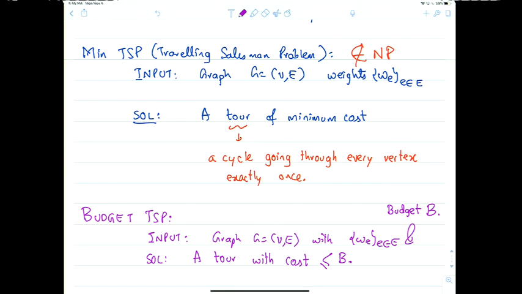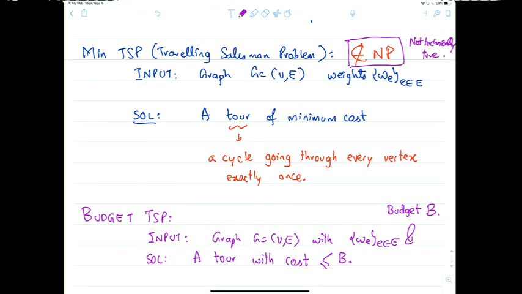Yeah? So if we know that min TSP is not in NP, that means it's not in P. But if we have an efficient solution for budget TSP, that would mean that min TSP is also in P. Okay, so could we just say that budget TSP can't be in P? Right. So good, I think you caught me on something very important. So this is not technically proven or true.